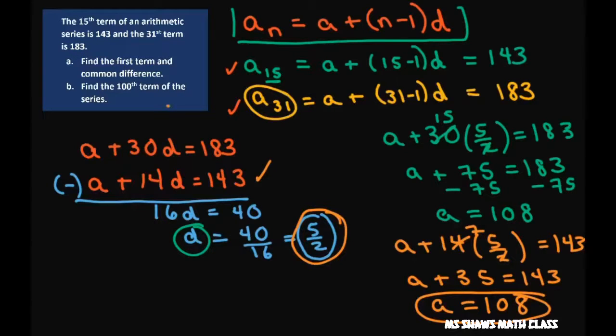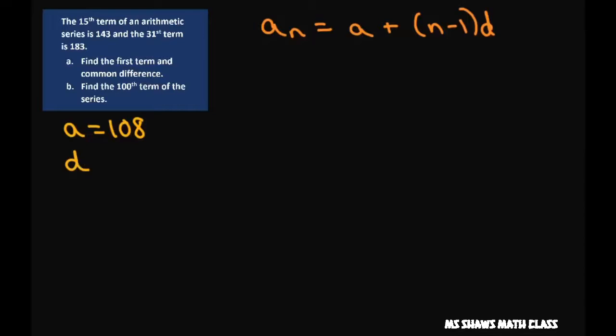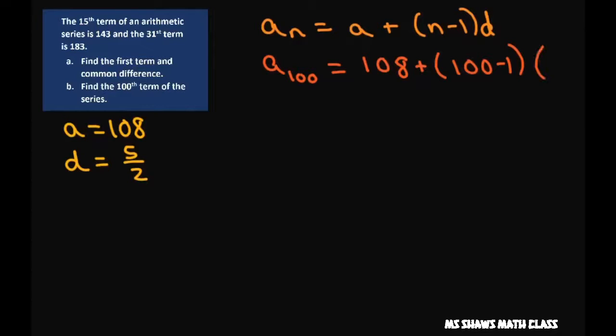So now we have to find the 100th term of the series. So we're going to use a sub n equals the first term plus n minus 1 times d. And our a was 108 and our d was 5 halves. So let's plug it in. Our 100th term equals a, which is 108, plus n is 100 minus 1, and our d is 5 halves.